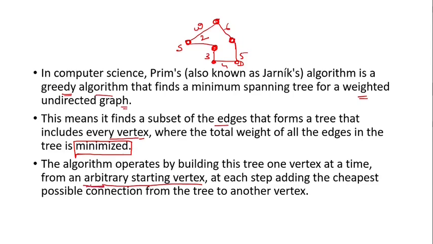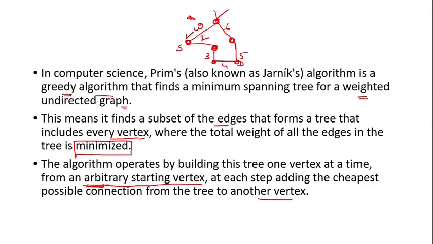You can choose any vertex. There is no hard and fast rule that you have to start from here. There is no such rule. You can choose any vertex as your starting point, but then you have to visit all the vertices, and then reach the final vertex, at each step adding the cheapest possible connection from the tree to another vertex. So this is the background of Prim's algorithm.